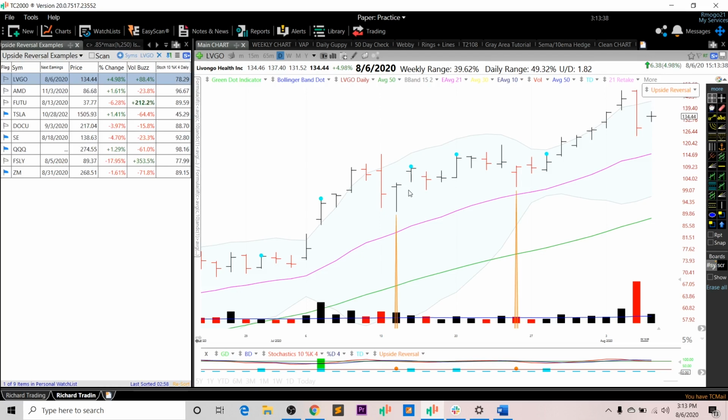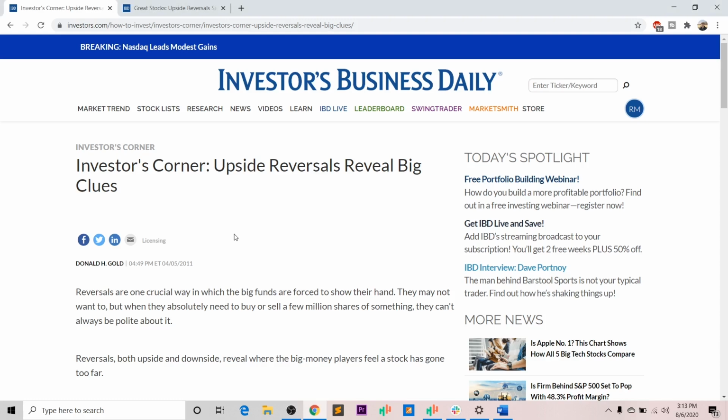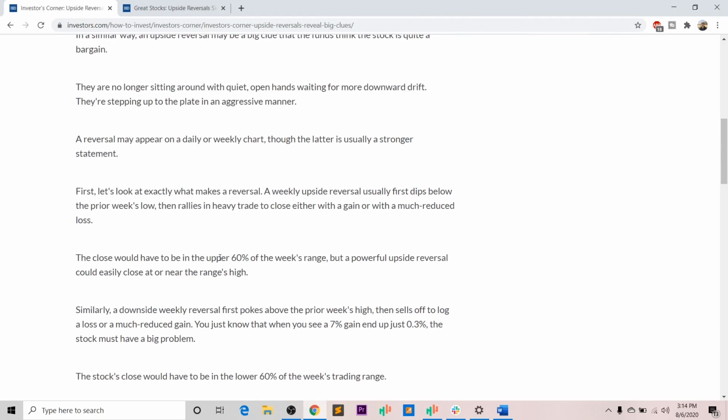If you do want to know the traditional IBD definition, it's in these articles right here, which will be linked down in the description. For an upside reversal, they want to see a close in the upper 60% of the trading range. And also you want to see the upside reversal take out the prior week's low.